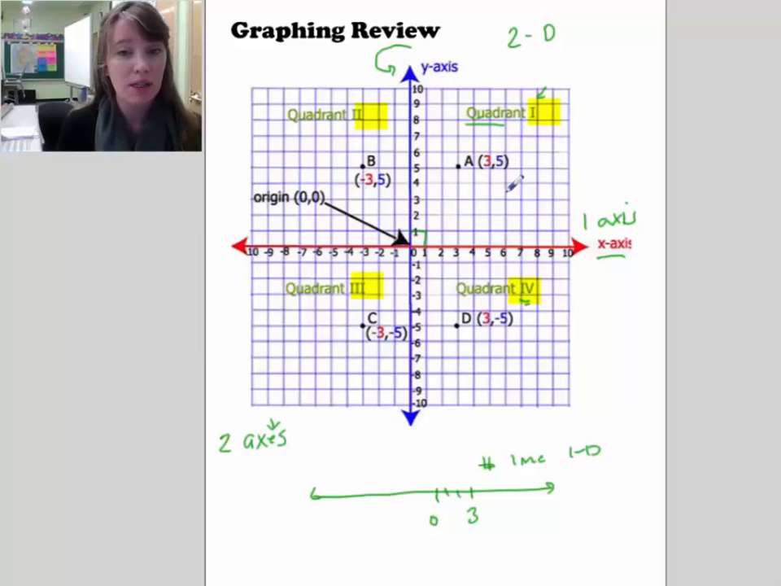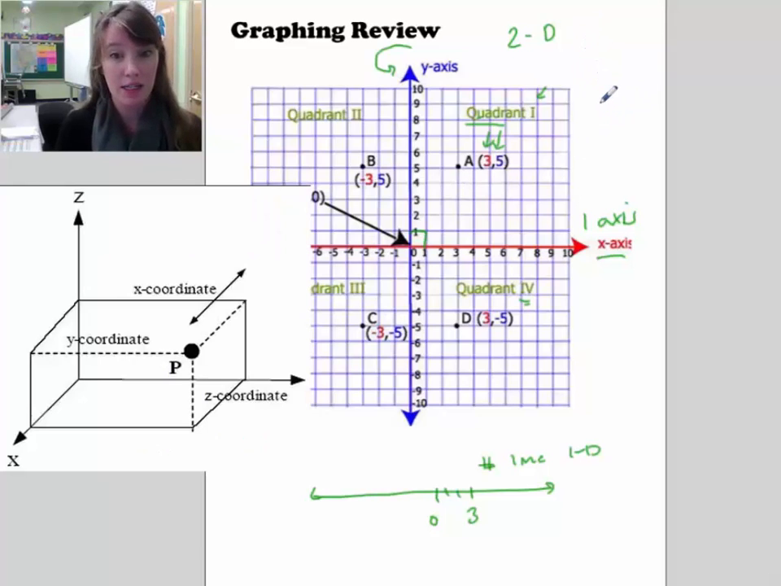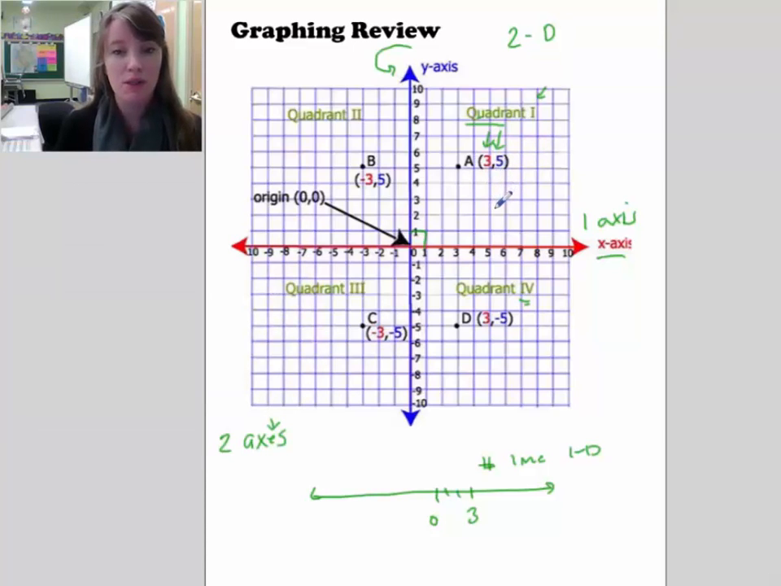Now, the signs of the coordinates in the two-dimensional system. So in two dimensions, we need 2 coordinates here in order to tell an exact location of a point. When you get to graphing 3-dimensional coordinates, you're going to have an x, y, and z axis. So you're going to have an x, y, and z coordinate in order to tell a particular point in a 3-dimensional space. But for us, we're going to stick with the 2 dimensions for a couple of years.